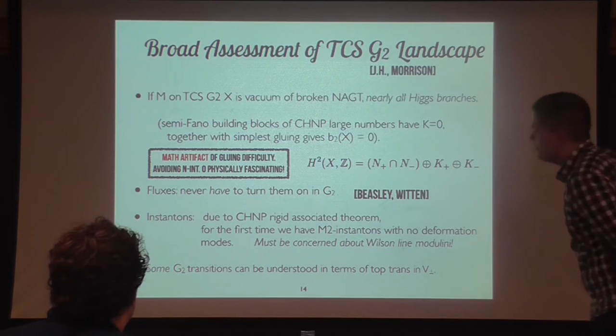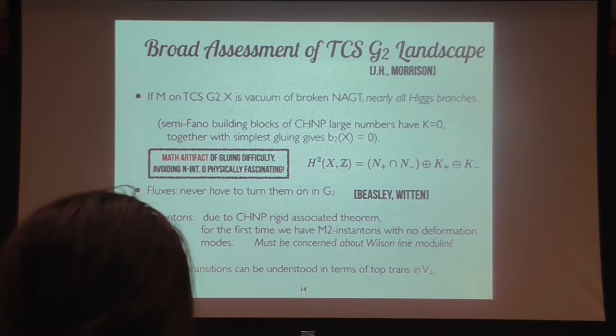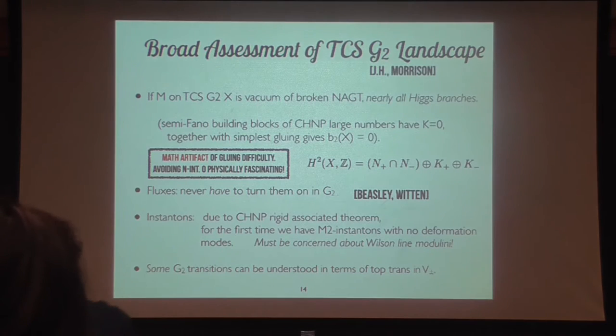Fluxes never have to be turned on in these. Remember that there's a flux quantization condition in M theory. It's that the G4 flux in M theory plus 1/4 of the first Pontryagin number has to be in the integral cohomology. And in particular, Beasley and Witten, and maybe people before them, but certainly they, at the very least, showed that the first Pontryagin number is such that P1 over 4 is always in the integral cohomology. So you could choose to not turn on G-flux. This is in contrast to M theory on Calabi-Yau, where you often are forced to turn on G-flux based on the topology. So that's interesting.